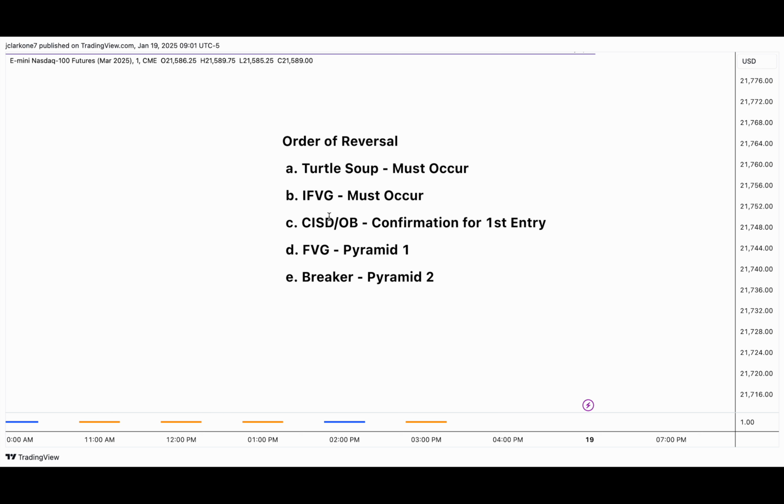Well, when this gets confirmed, which I'll show you what the confirmation is for me for the CISD, then I can put in an entry. Not until then. And then the consecutive stacking of orders will come after that, which is how you get the really big wins. Any other questions?